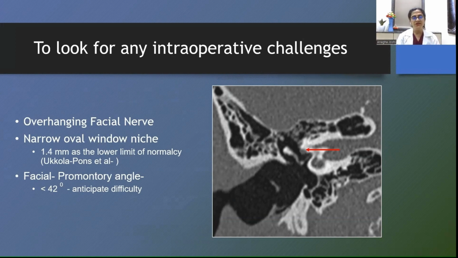You can also measure the facial promontory angle, that is the angle subtended by the facial nerve and the superior wall of the promontory. And if it is less than 42 degrees, you can anticipate a difficulty during surgery.